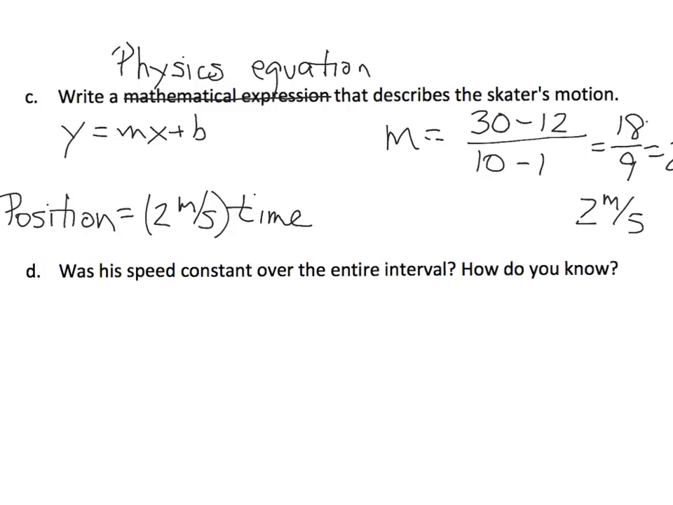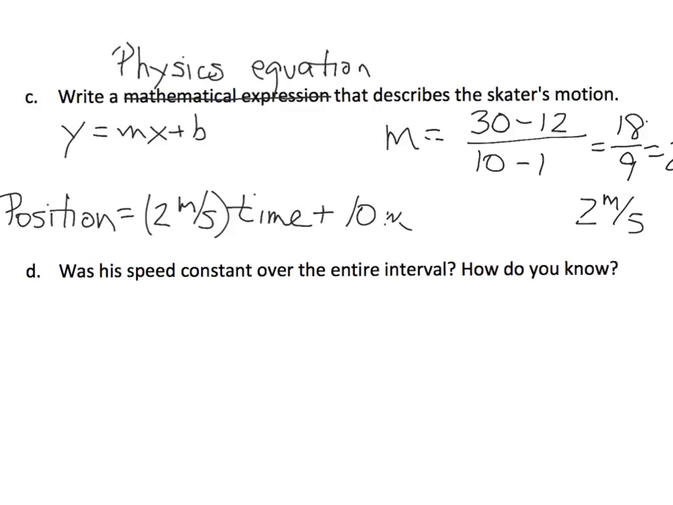And then plus b, we saw very clearly on our graph that at time equal to 0, our position had a value. It was 10 meters. So we have a physics equation. Position equals 2 meters per second times time plus 10 meters.